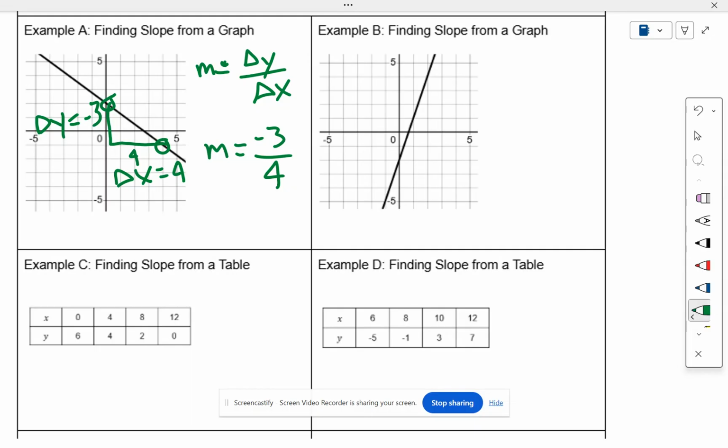For example B, same thing, find where it intersects. It intersects there, it intersects there. Let's draw our slope triangle. Change in y, change in x. Our change in y, we're going up now from left to right. We're going up 3 units, and we're going right 1 unit. So our slope here is going to be 3 over 1, and we can just write that as 3.